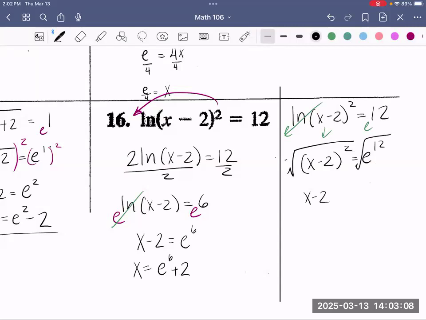x minus 2. And we normally put your plus or minus sign here, but keep in mind what we know about ln and your negative values. We want to make sure that x is equal to a positive value. So now we can say e to the 12, and keep in mind what we know about radicals. Radicals have the exponent of 1/2. So we can say this is really divided by 2. So we have x minus 2 is equal to e to the 6, and then go ahead and add the 2 to the other side. And there you have it.